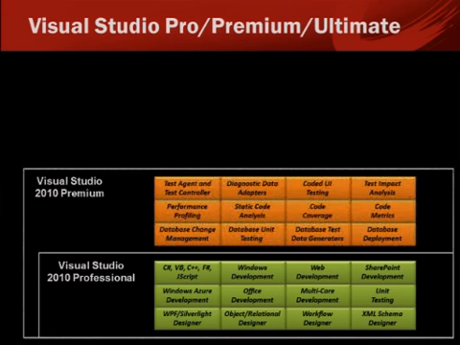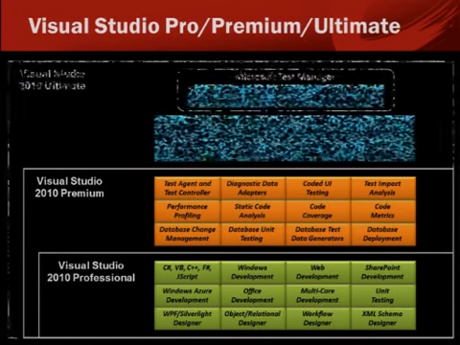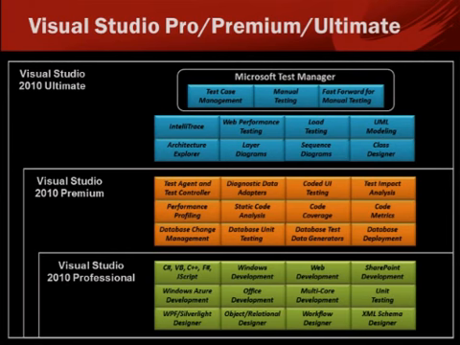The next step up is Visual Studio 2010 Premium. It adds more testing support, things like diagnostic data adapters, coded UI testing, and test impact analysis. It also has performance profiling, static code analysis, code coverage, code metrics, and a range of support working with databases. The highest end is Visual Studio 2010 Ultimate, which adds to this Microsoft Test Manager, including various testing facilities, IntelliTrace, web performance testing, load testing, UML modeling, and other architectural tools like layer diagrams and sequence diagrams.